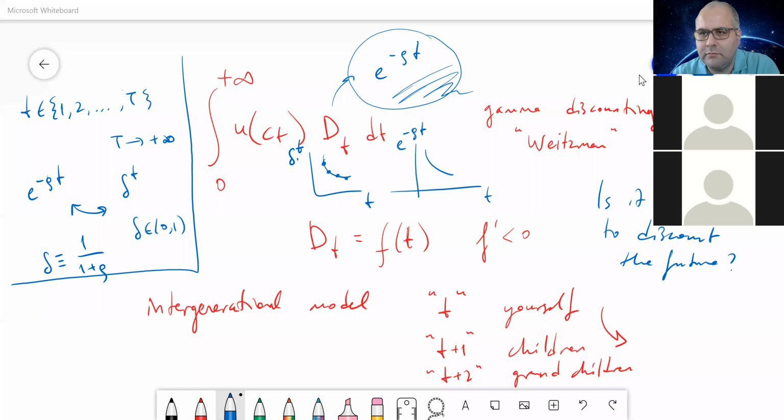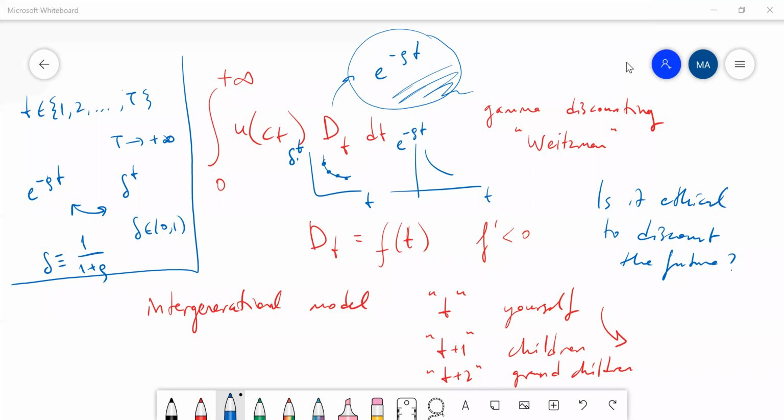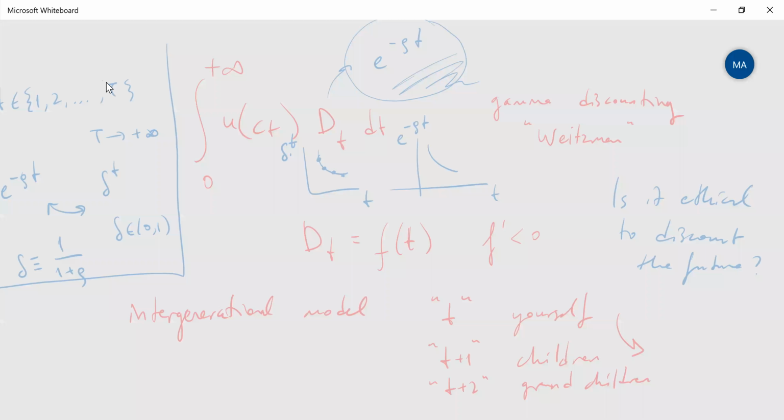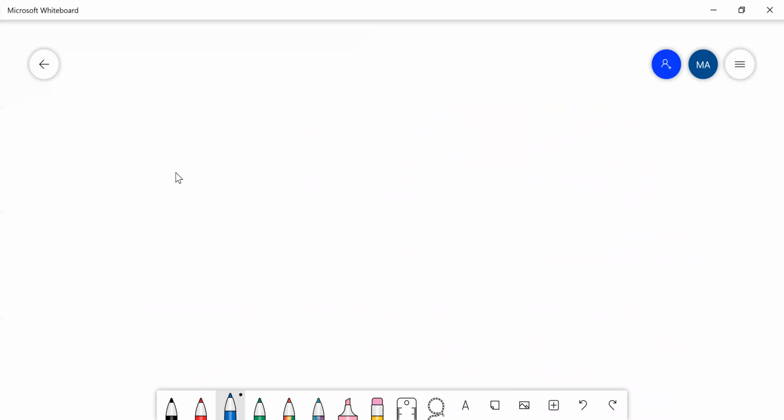Welcome back again. So we continue our work on dynamic optimization in continuous time. So let's look at another exemplary problem.